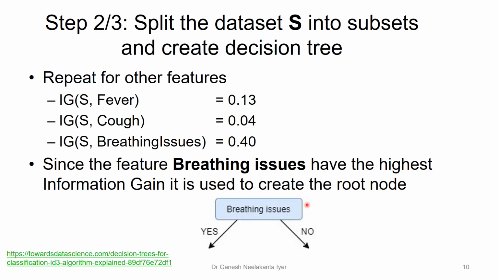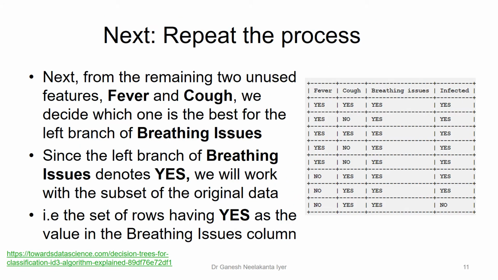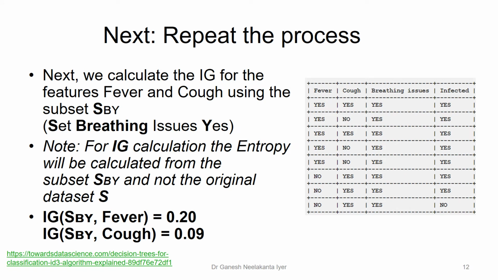So the tree has been made with breathing issues as the root. Now repeat the process. From the remaining unused features, cough and fever, decide which is the best for the left branch of breathing issues. The left branch of breathing issues is yes. So we take all rows with breathing issues yes, and only among them analyze fever for yes and no, cough for yes and no.